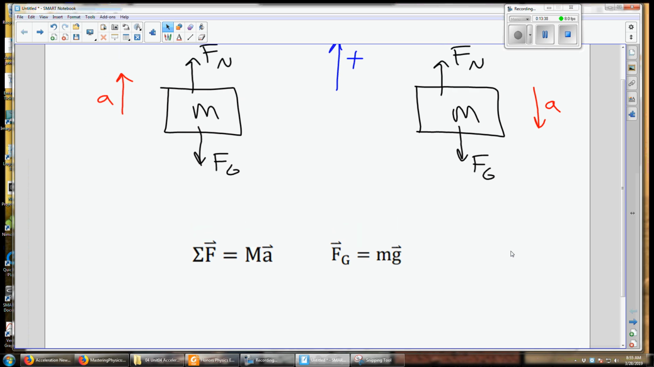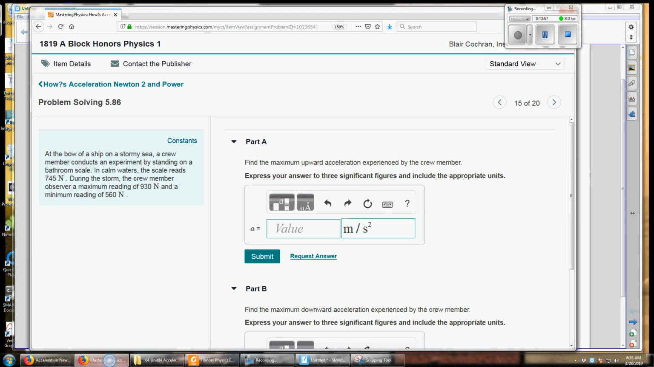So, these are useful in that the F sub g helps me by defining my force gravity, but I don't really need it because they tell me the weight, the F sub g, right? Because that's going to be what the scale, the normal force, reads in calm waters. So for me, that's 745 newtons. That is the weight of the crew member.